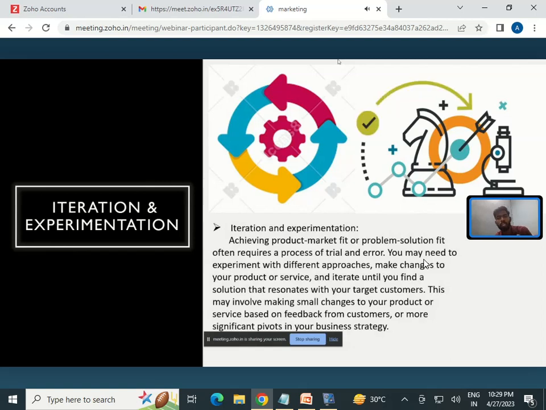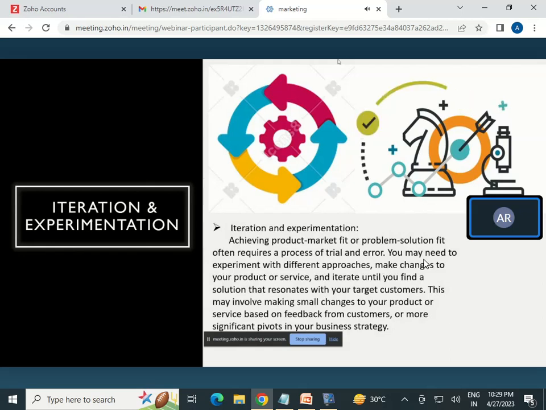So achieving product market fit or problem solution fit often requires a process of trial and error. You may need to experiment with different approaches, make changes to your product or service, and iterate until you find a solution that resonates with your target customer, right? This may involve making small changes to your product or service based on feedback from customers, or more significant pivots to your business strategy, right? Exactly the same things that we have discussed right now.